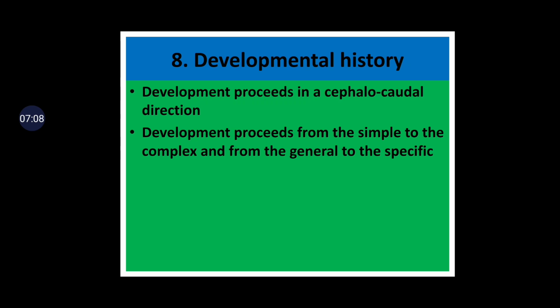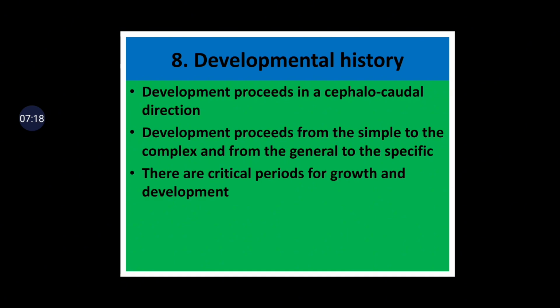Development proceeds in a cephalocaudal direction. That means controlling head precedes controlling of hands and legs. Development proceeds from the simple to the complex and from the general to the specific one. There are critical periods for growth and development. For instance, brain development is high during the first 2 years of age.